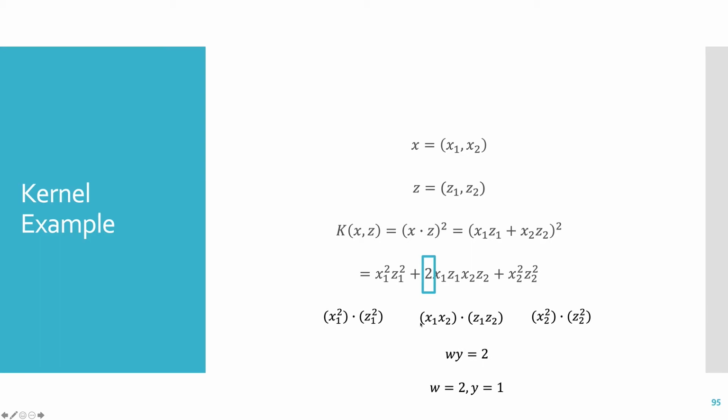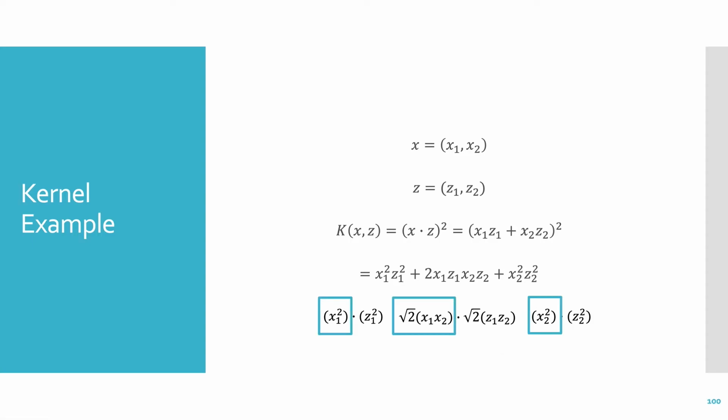If we need to multiply two things together to get 2, w and y, for example, then w could be 2 and y could be 1. But we need the function of x and the function of z to be the same. So with the constraint that w equals y, that is w squared equals 2, then w equals root 2. So this becomes root 2 x1 x2, root 2 z1 z2.